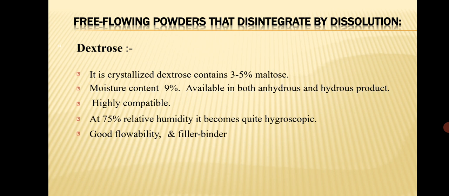Dextrose. It is crystallized dextrose and contains 3 to 5% of maltose. Moisture content is 9%. Available in anhydrous and hydrous products. It is highly compatible. At 75% relative humidity, it becomes quite hygroscopic. It has good flowability and filler-binder property.